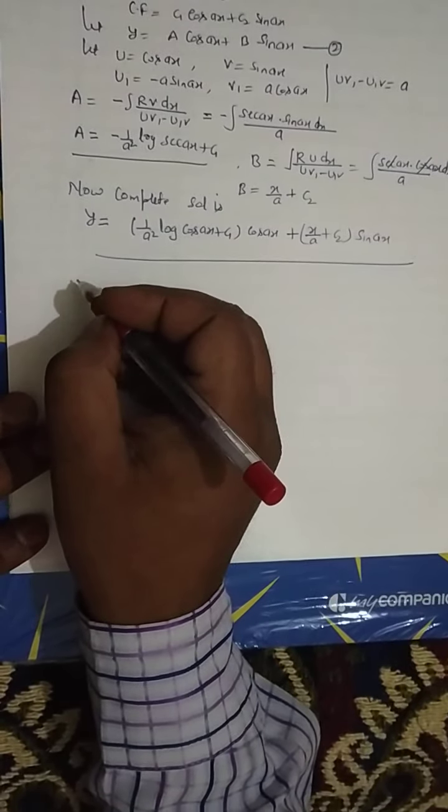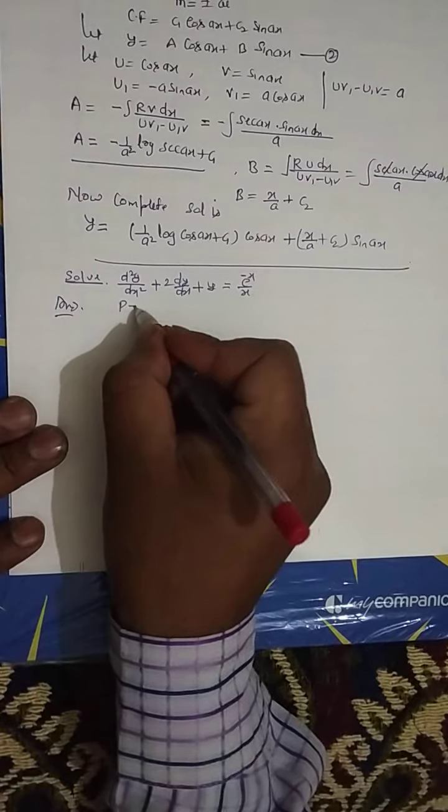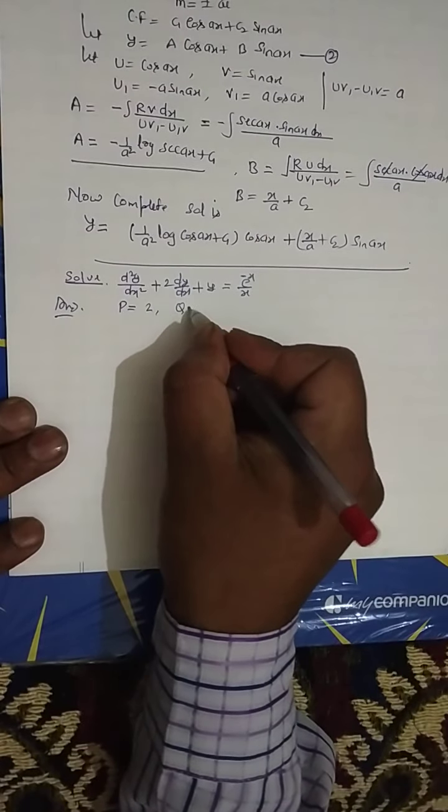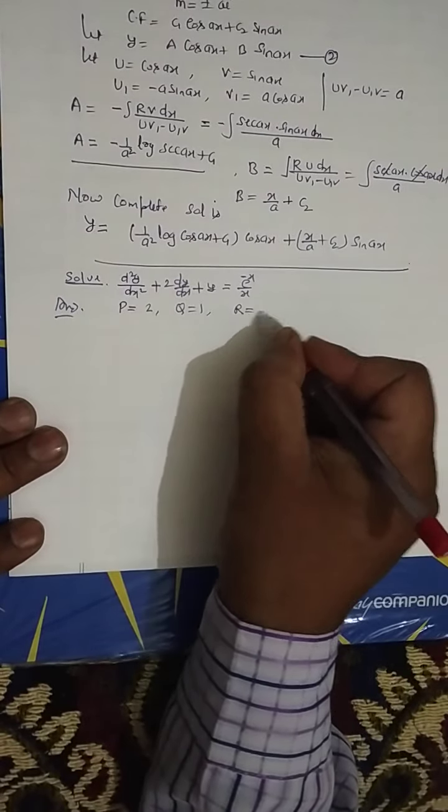Now solve the next problem. The problem is d2y upon dx2 plus 2 dy by dx plus y equal to e to the power minus x upon x. Solution: comparing with the standard form, we get p is equal to 2, q is equal to 1, r equal to e to the power minus x upon x.